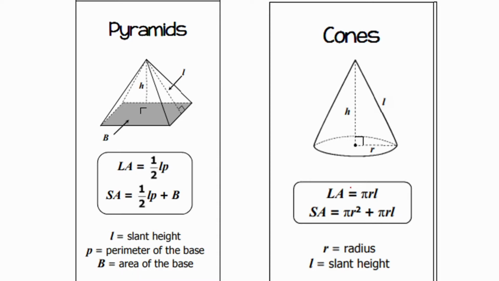And next up, cones, which is kind of the same. It's going to be pi r times L, because we're dealing with a circle. And remember, for pi, we use 3.14. L is that slant height again, the length of this slant here. And for our total surface area, it's pi r squared plus pi r L. And once again, these are going to be a lot easier once we start doing problems with them. All you have to do is basically plug numbers in and solve.